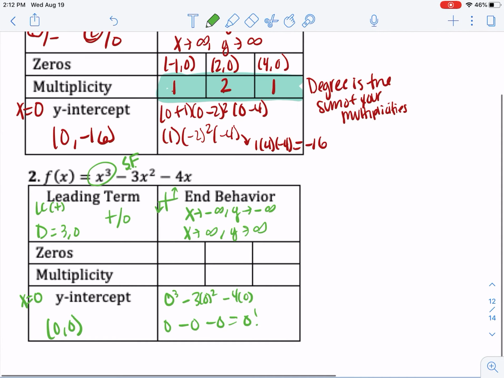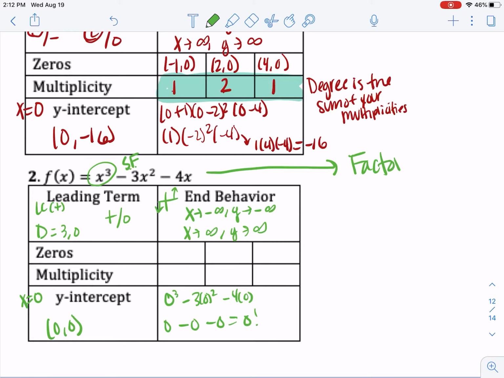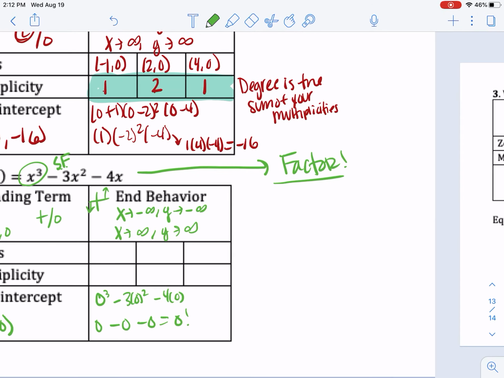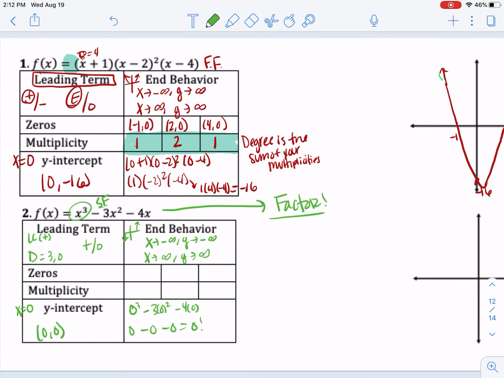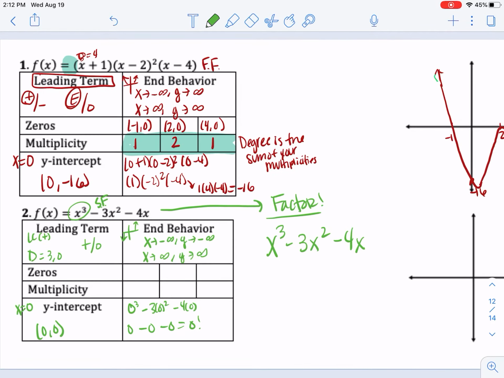But it's going to be a lot harder to find my zeros. That's because I'm in standard form. So what we must do then is factor. So that's why we reviewed factoring. In order to factor this, the first thing I'm going to do is GCF, take that x out to the front.